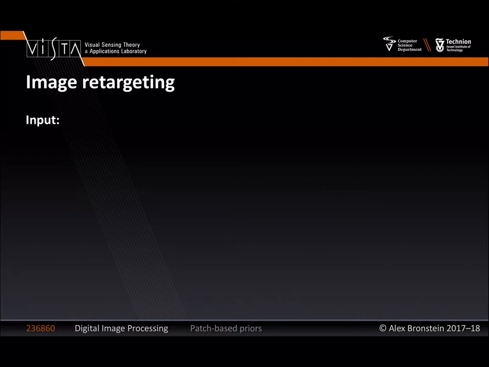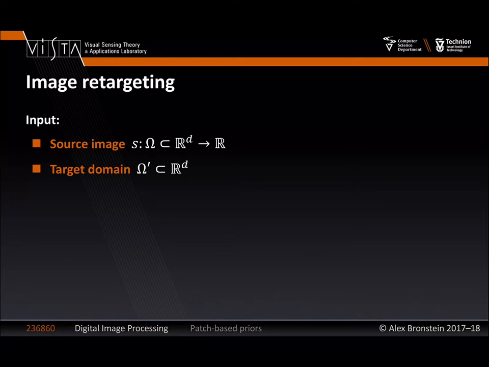So again, the problem formulated slightly more rigorously: we have a source image S on some source domain omega. Let's assume that this is a grayscale image. Of course, I can do the same for color images as well. And I have a target domain omega prime. This is my input. So you give me an image and the target domain, and I would like to produce an output, an image T on the target domain omega prime. It shouldn't be just an arbitrary image. I would like two conditions to be satisfied.